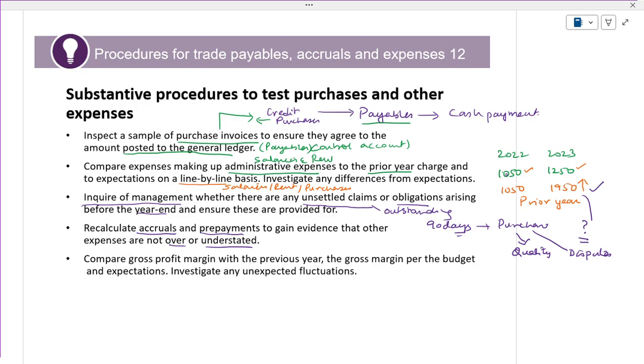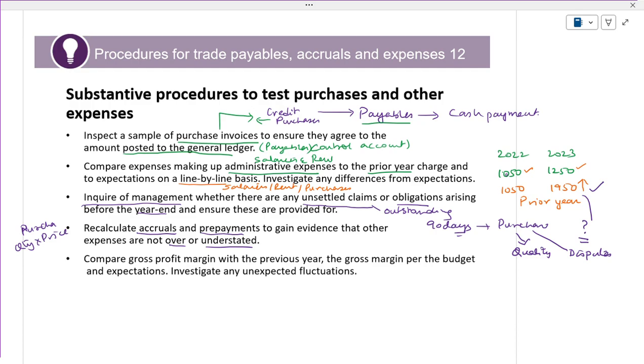You will take into consideration the purchases. Is it right? Your purchases. You will take the quantity. You will take the price. You will recalculate, because you want to make sure that it is calculated and shown accurately. Compare what the purchases are.